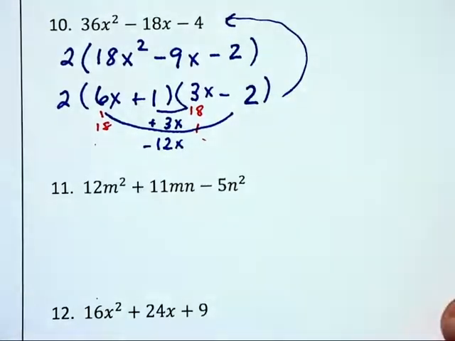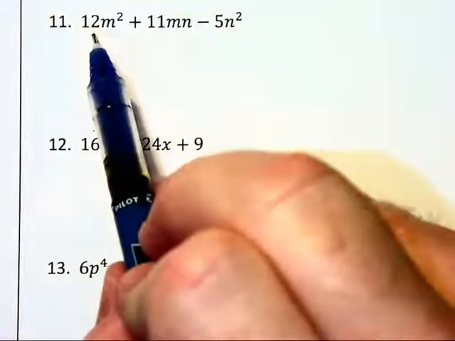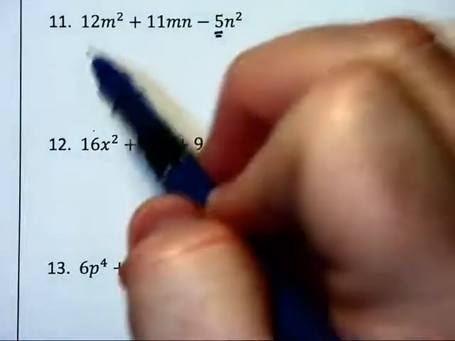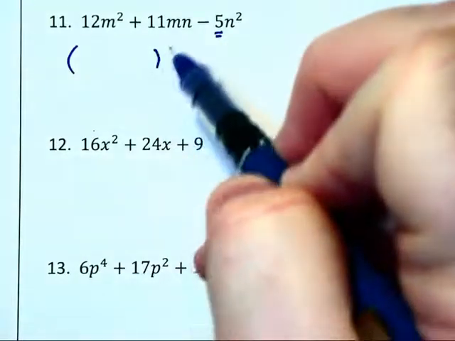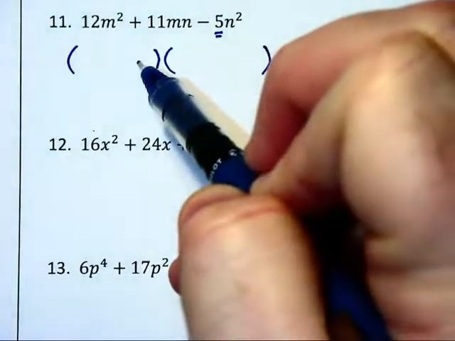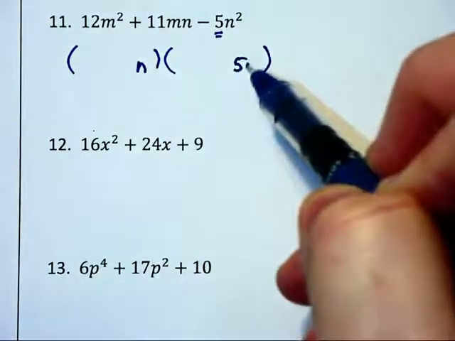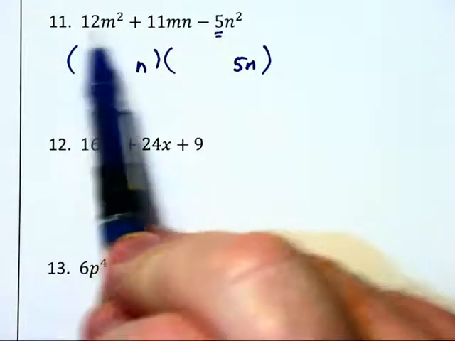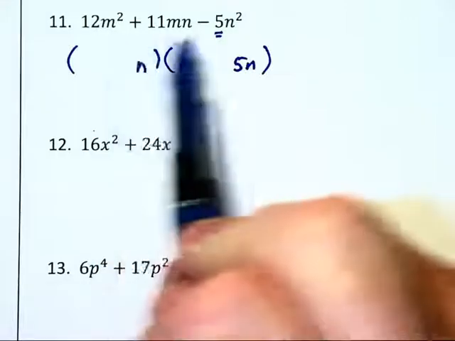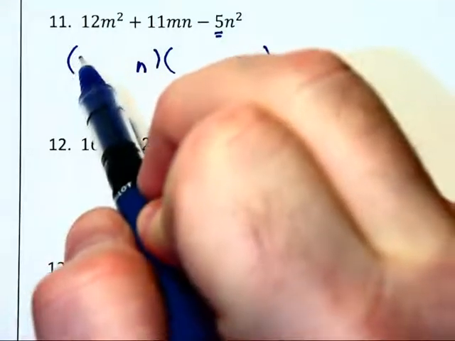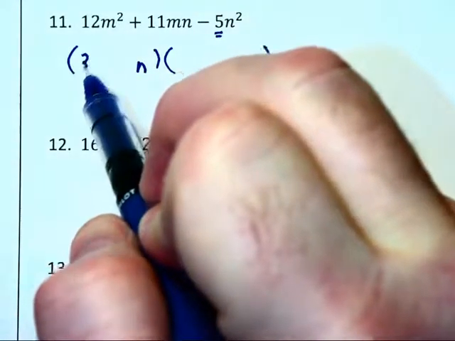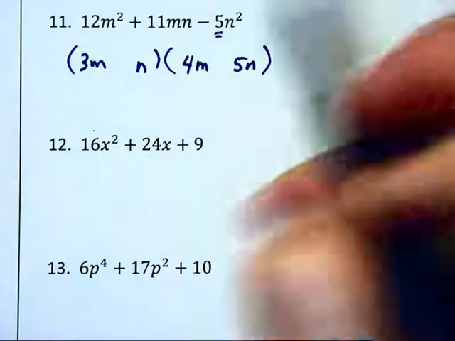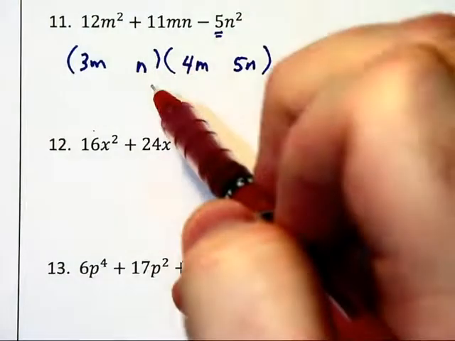In number 11, I have no GCF, but I notice 5 is a prime number, and that's a good clue to me because I know this is going to end with an n and a 5n. And then I've got to figure out how to break up this 12. Since 11 is right around the same value as 12, I'm going to try a balanced approach of 3m and 4m, and I'm being brave doing this in pen here. Let's check what's going to happen.